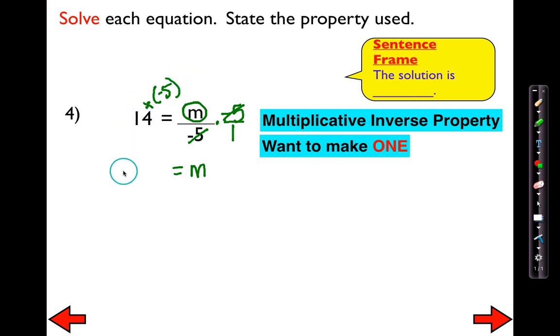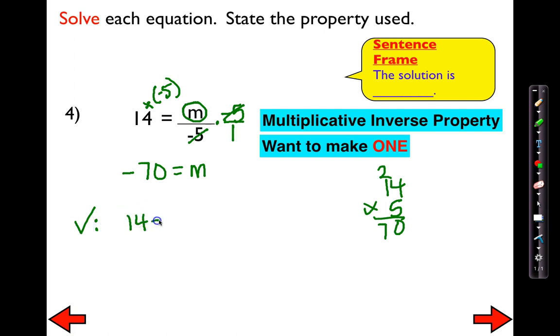A positive times a negative is a negative. I'm going to do some side work and check that out. 14 times 5: 4 times 5 is 20. 1 times 5 is 5 plus 2 is 7, so 70. So my answer is negative 70. But once again, before you claim that this is your final answer, it's imperative that you check your work. So here we go.